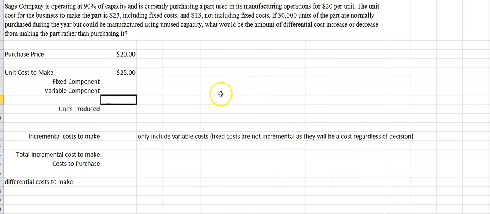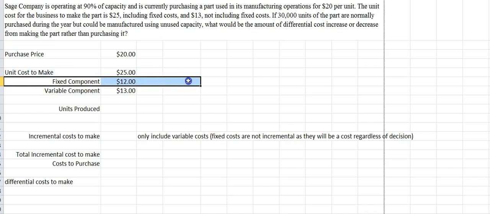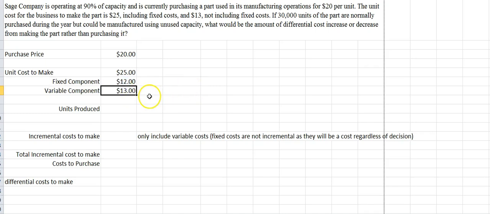So if the variable component is $13, that means that the fixed component is going to be the difference, right? $12. So like I said, fixed in this analysis is an expense that's allocated, but it's going to be there regardless of whether you make the product or not. So we're not going to use it in the decision making process. This is going to be the incremental cost, $13. So that's what we're going to base our decision on.